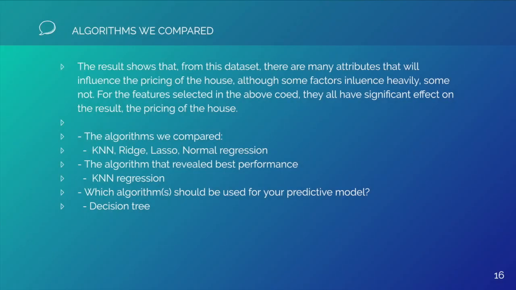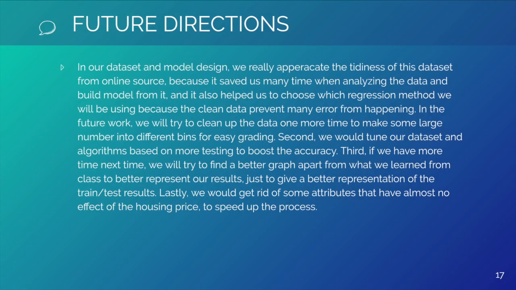And with the discussion, the results show that from this dataset, there are many attributes that will influence the pricing of the house, although some factors influence it heavily, some not. The features selected in the above code have a significant effect on the pricing of the house. For the algorithm, we compared four regression models, and then we chose KNN, and we got 10 features out of the 20 attributes we have.